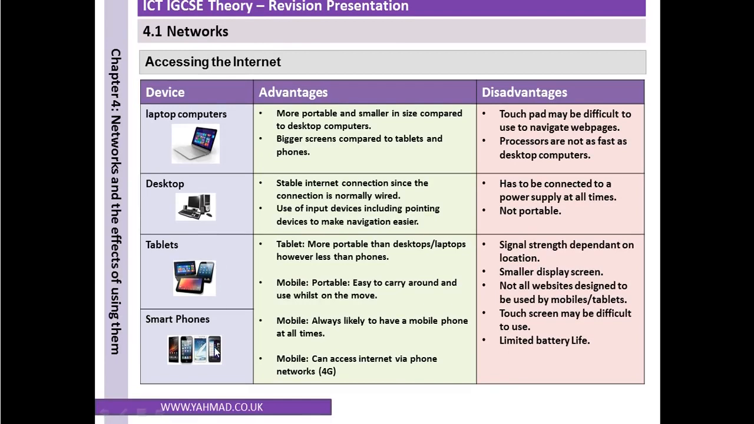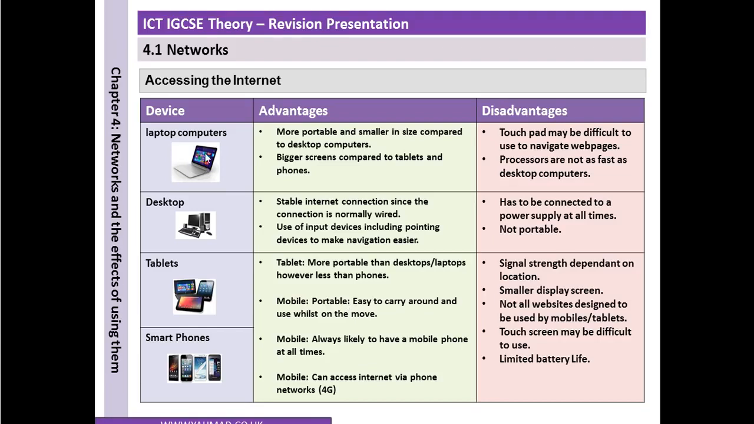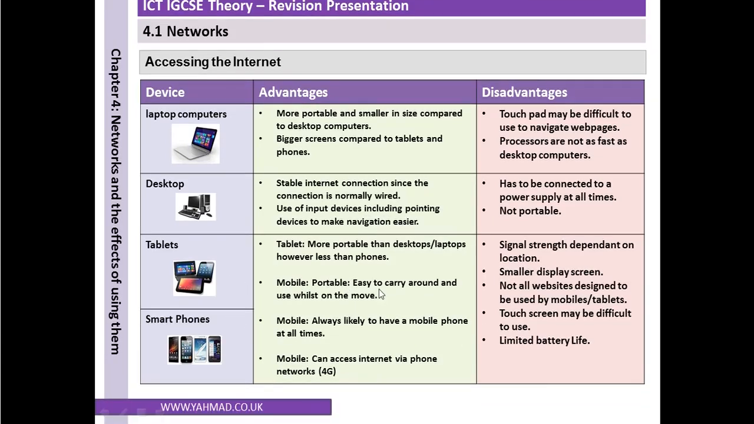Now the tablet and the smartphone. A tablet is more portable than desktops and laptops, however less than smartphones. The mobile or the smartphone is more portable than these other devices. It's easy to carry around whilst you're on the move. You're always likely to have a smartphone with you, so there's more chance you can access the internet. With the mobile, you can access the internet via phone networks, 4G or 3G.